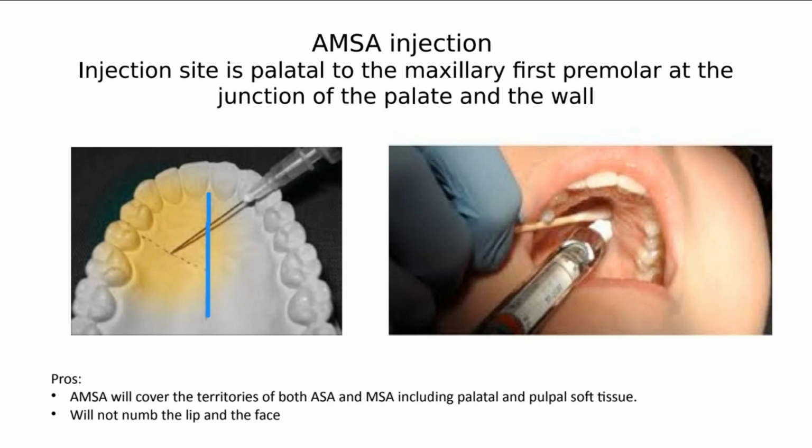from the first premolar, or between the first and second premolar. You draw a line like this, and you go in the middle of that line. This is your point of entrance here. Somehow this is going to go up, and it's going to get the territory of the ASA and MSA, but it's going to give you both palatal and pulpal soft tissue.